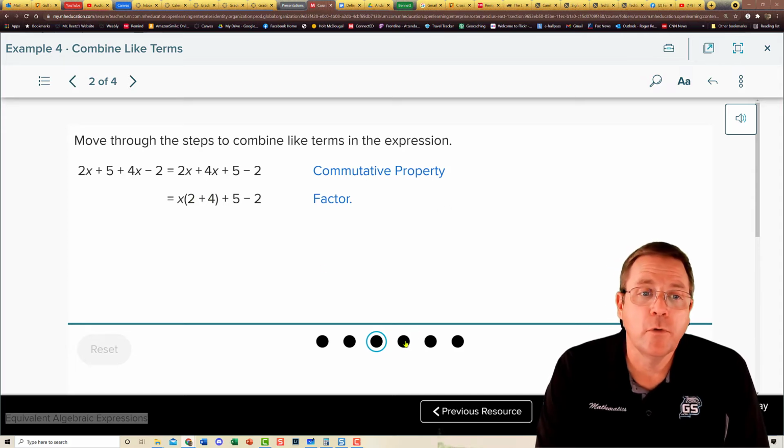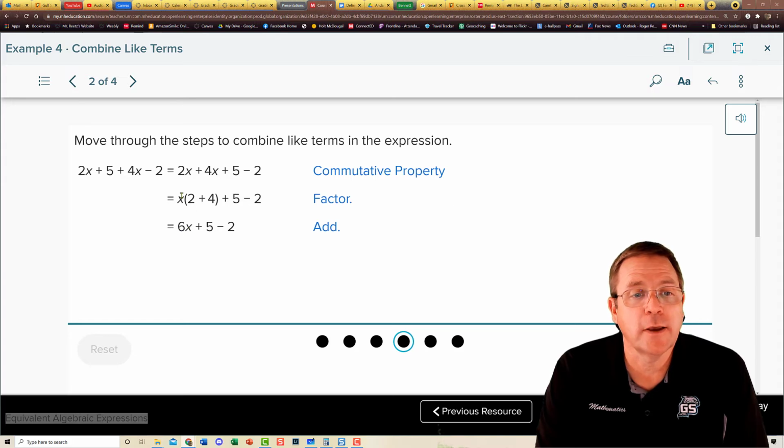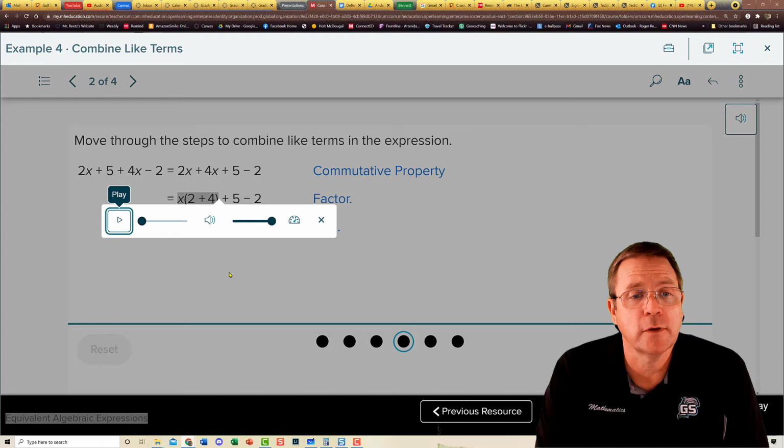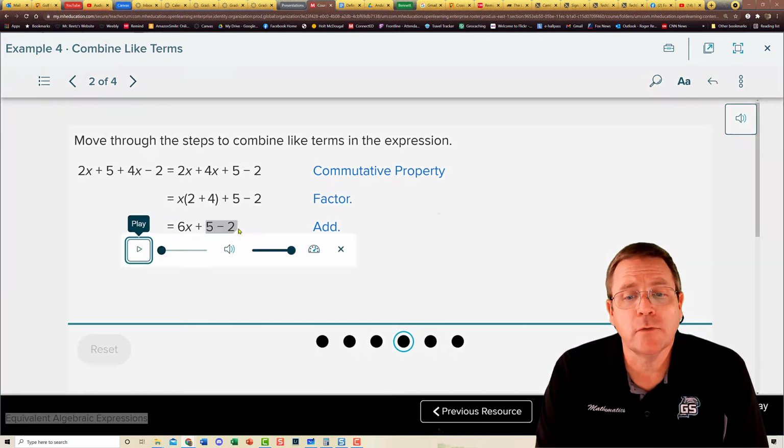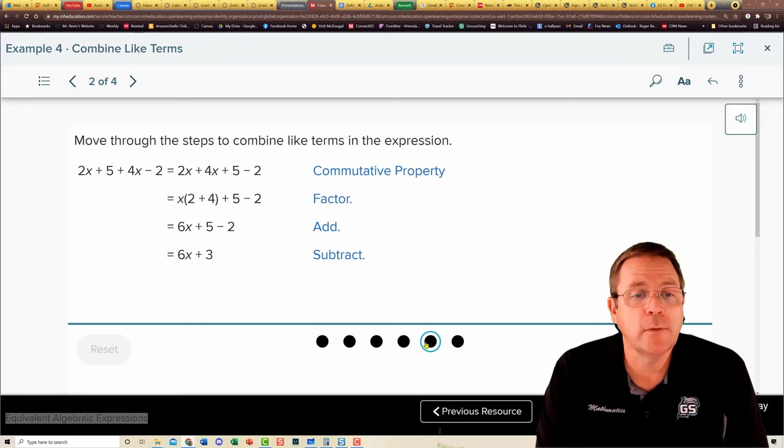The sum of 2 and 4 is, of course, going to be 6, and then 6 times x, that gave the 6x. I honestly would not do that step. I'd say 2x plus 4x is 6x, but if that's what they want, that's what they get. Meanwhile, on our constants, we have 5 minus 2. 5 minus 2 is going to equal 3.